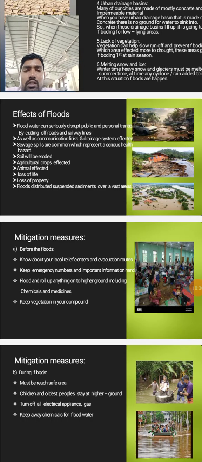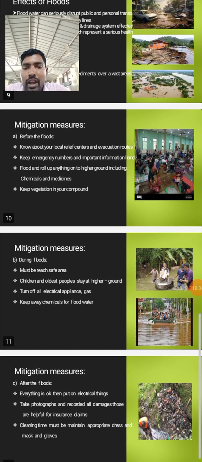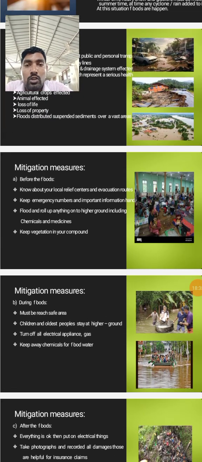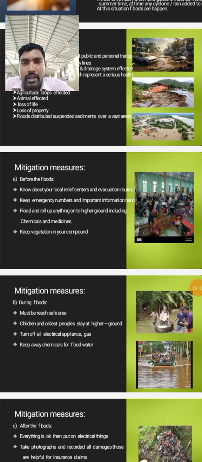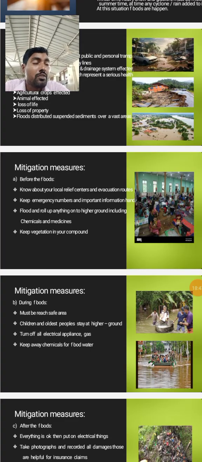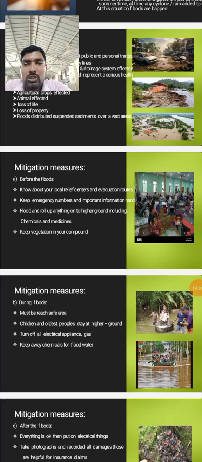Mitigation measures: we classify mitigation measures into three types, before the flood, during the flood, and after the flood. How are we controlling and reducing the effect of the flood disaster? Before the flood: know about your local relief centers. First of all, we have to know where the flood camps and relief centers are, note some important numbers, and keep emergency numbers with us.